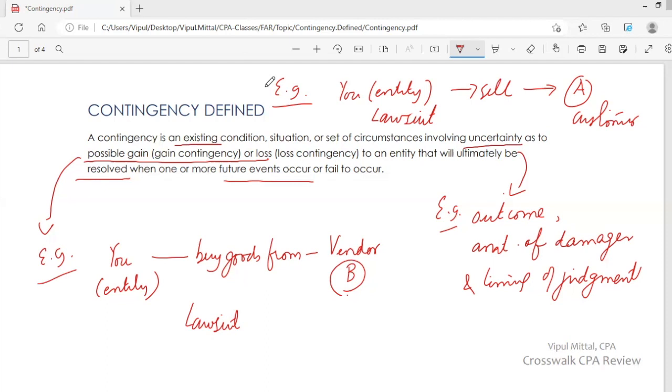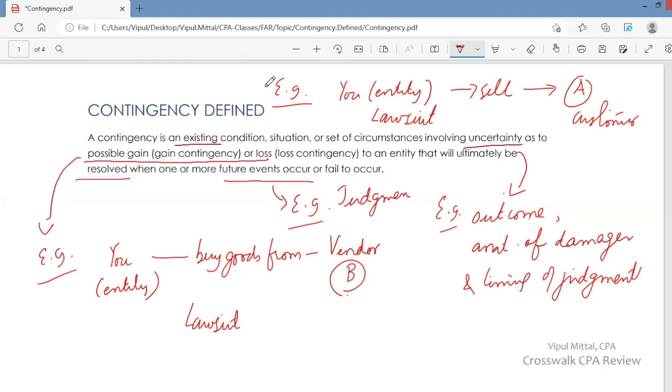For example, if the customer has filed a lawsuit against you for a faulty product, there is an uncertainty that you may or may not have to pay damages, or there is an uncertainty regarding the amount of damages or outcome of judgment. This uncertainty will be resolved when judgment comes in future years. So this uncertainty will be resolved when one or more future events occur. For example, in this case, when judgment comes.